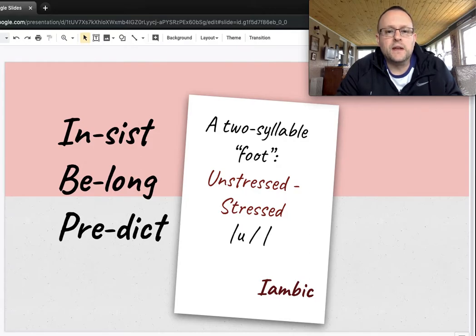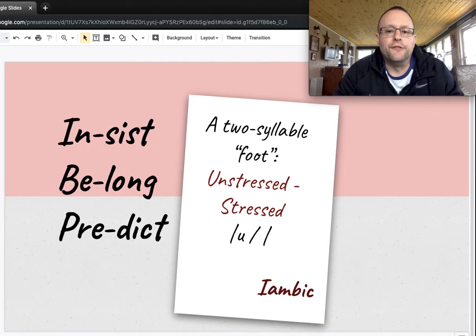So if you take a look at the word insist, when people say insist, both syllables are obviously pronounced, but there's more emphasis being placed on that second syllable, that sist part. So I'm insisting that this happens. Or do you feel like you belong to a group? Or I'm going to predict that I will do well on my quiz. So those are all examples of iambic words where that second syllable is getting stressed.